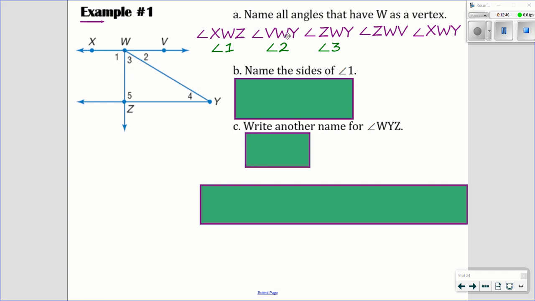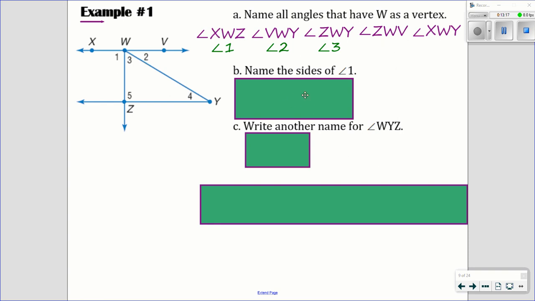Make sure whatever the middle letter is the vertex. That's the middle part, the vertex of the angle. It always is in the middle. It takes the second place. So maybe you might have ZWX is the same as XWZ. It's the same angle, you just started at a different endpoint to get to the other side. And then you have the other two.